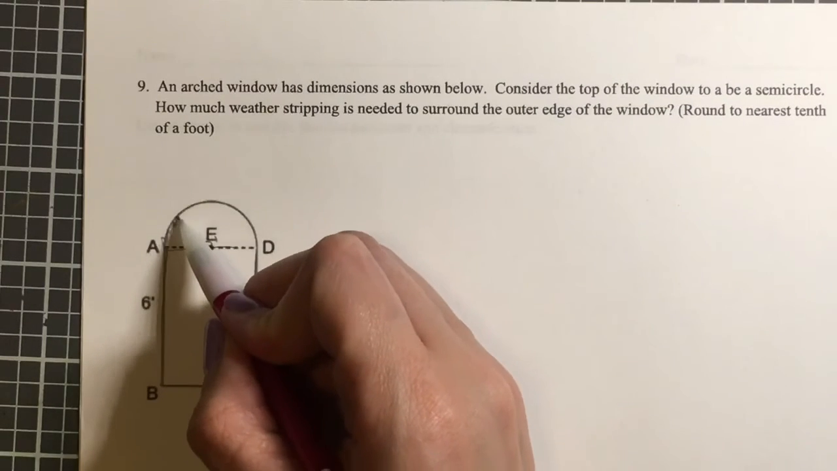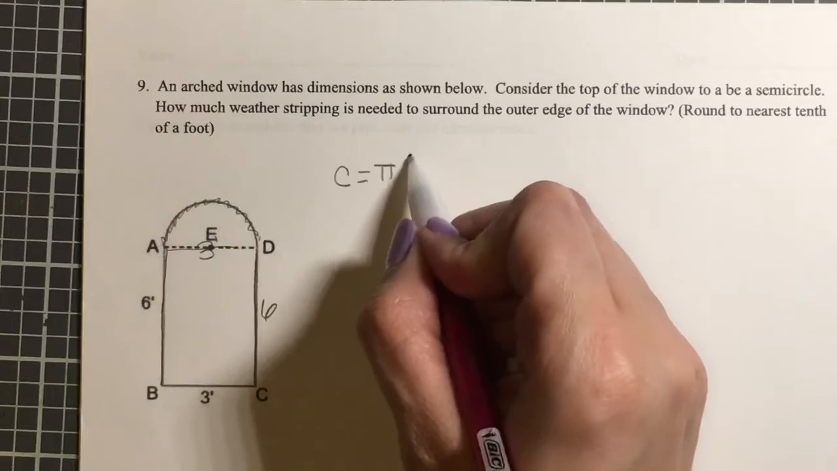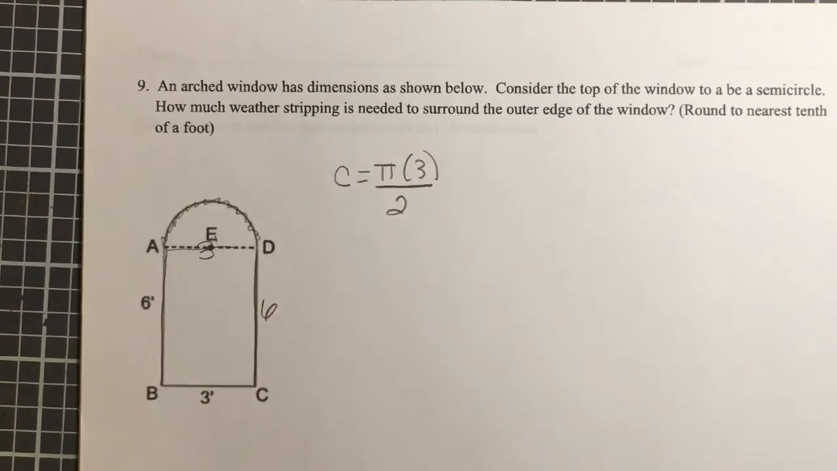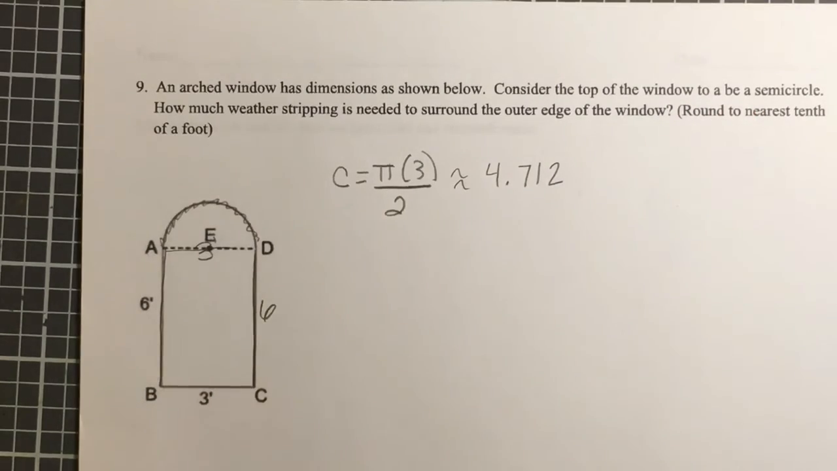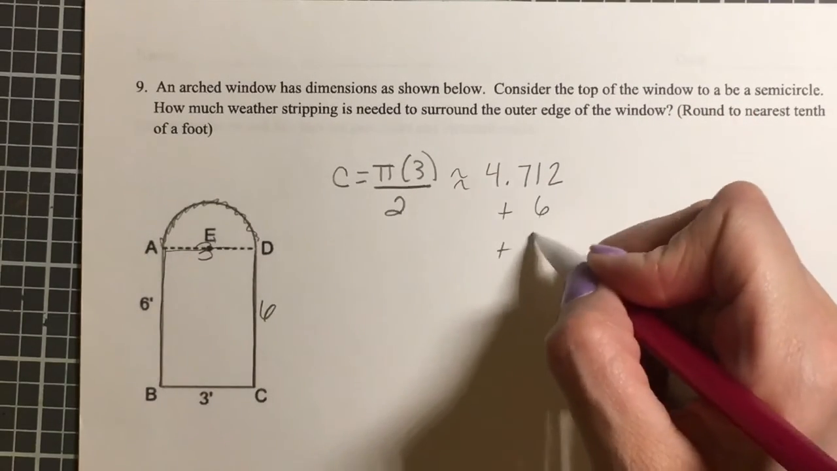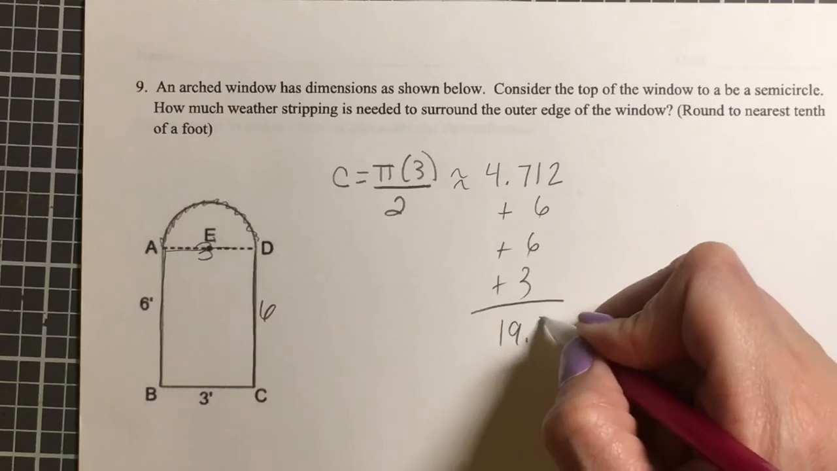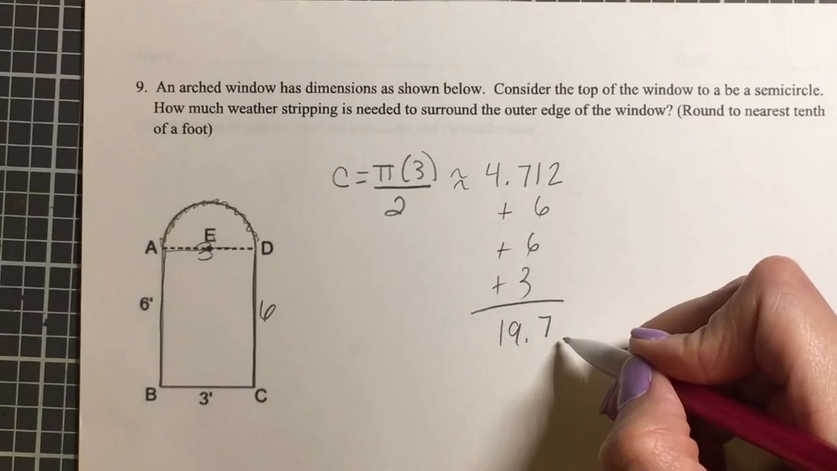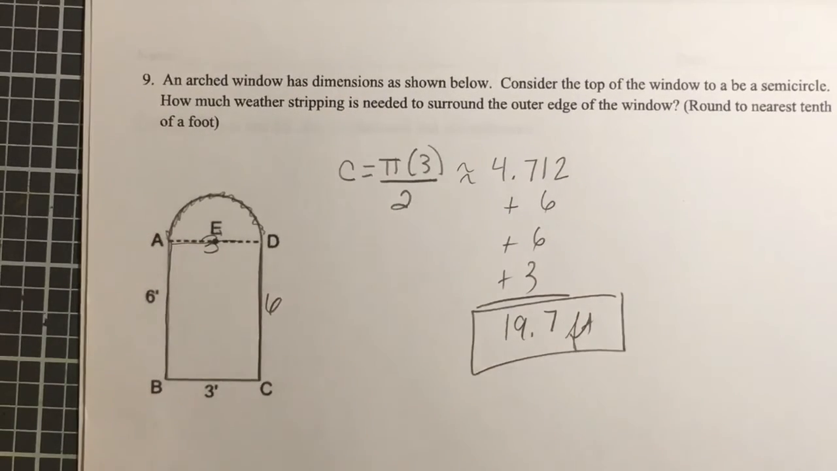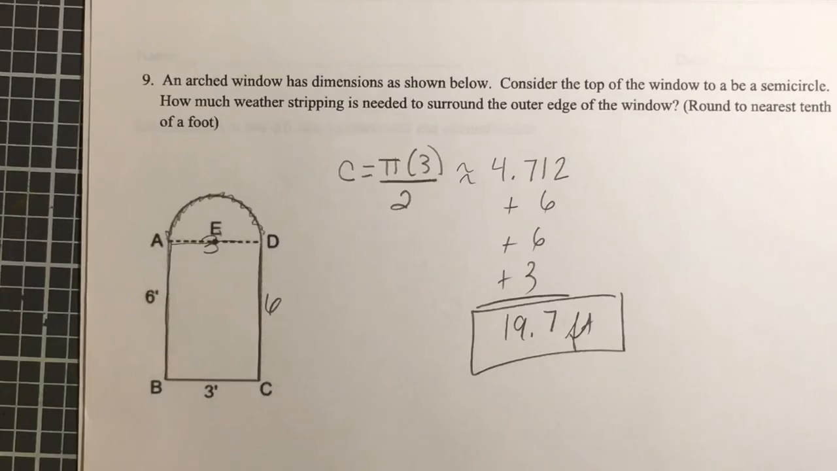So let's go ahead and find this circumference, that distance there. So circumference is equal to pi times the diameter, but remember this is half of a circle. So we're going to do 3 times pi, and then we're going to divide it by 2, and we're going to get about 4.712. We're then going to add that with the other measurements, and we're going to get 19.712, but that 1 will not round the 7 up, and so that is how much we need, rounded to the nearest tenth of a foot.